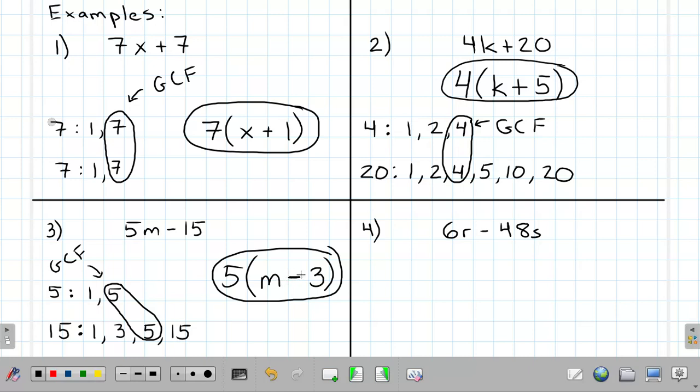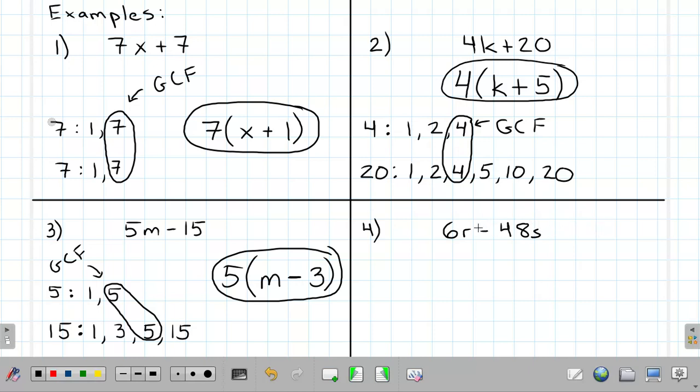Okay? But then we get to number 4, and this one's a little bit tricky. One, because the numbers we're getting into are getting a little bit bigger. But then we also see there's actually 2 variables here. Okay? So in this case, we have 6r minus 48s. Well, what we see here is this term has an r, this term has an s. So this is in simplified form because these are not like terms, meaning we can't just do 6 minus 48 and get a simpler term here, okay?